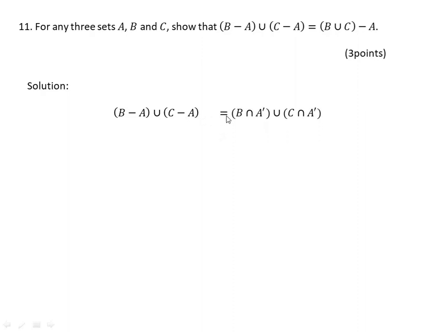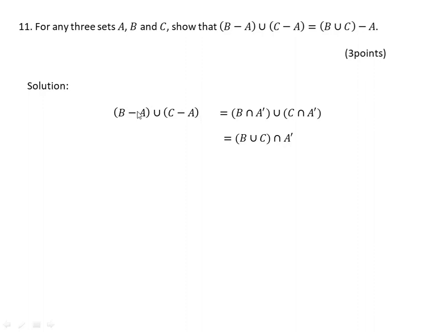Therefore, this is equal with (B intersection A complement) union (C intersection A complement). Dear all, here we have A complement as a common factor, isn't it? Intersection A complement is common. Therefore, let us take this common one out. If we take intersection A complement as a common factor, then we are left with (B union C) intersection A complement.